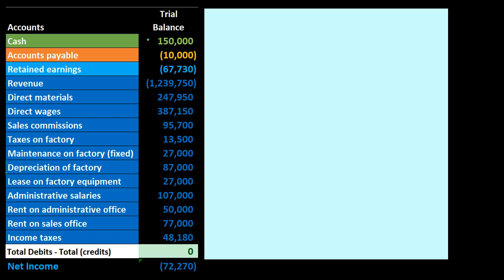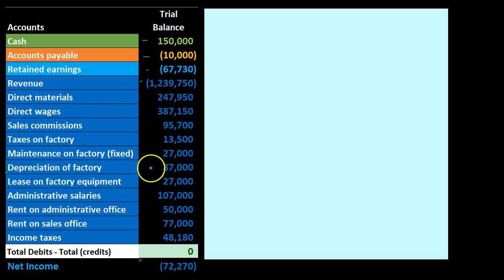So a very simplified trial balance, all we have is cash on the balance sheet and accounts payable, assets, liabilities then, and then we got the retained earnings. This is all balance sheet stuff. Then we have where we are focusing in on here, the income statement, where we have the revenue, the direct materials, the direct wages, the sales commission, the taxes, the maintenance, the depreciation, and so on. Revenue then minus the expenses, giving us this net income, $72,270.